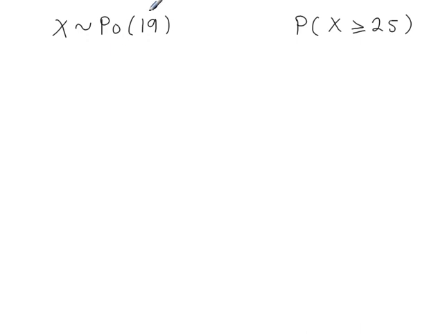In this example, lambda is equal to 19. That value is not in the probability tables in the formula book. Using the Poisson formula is impractical. There are too many calculations to do. Because the value of lambda is more than 10, we can use a normal approximation.